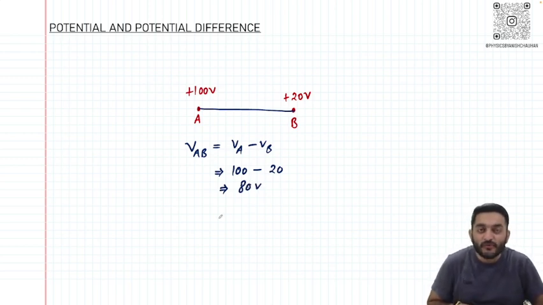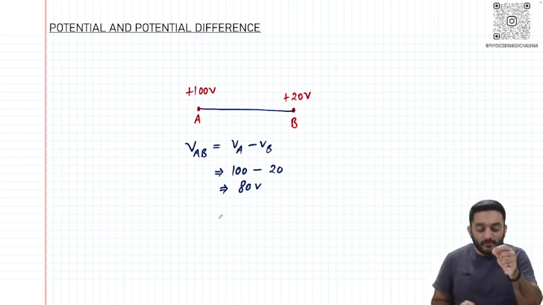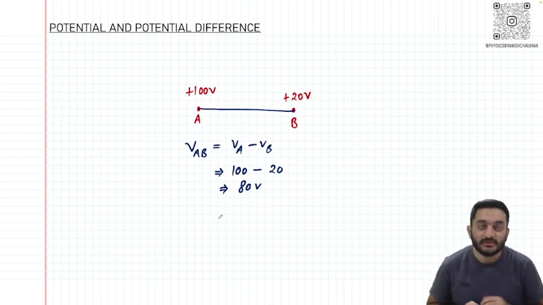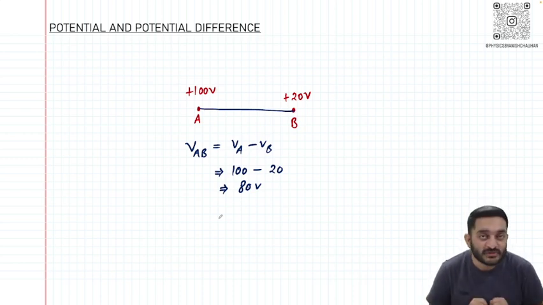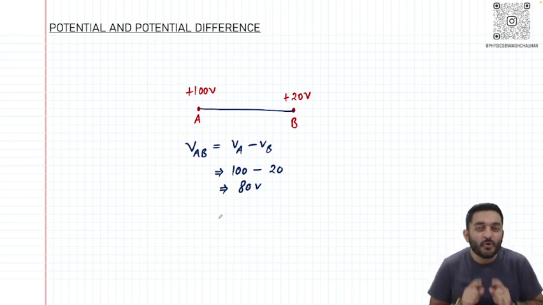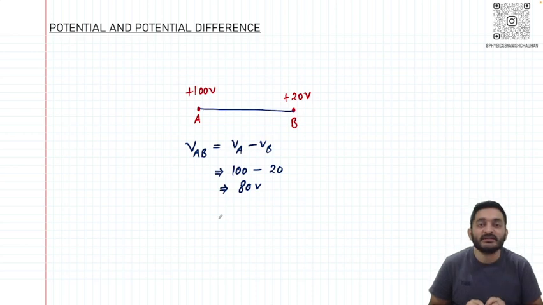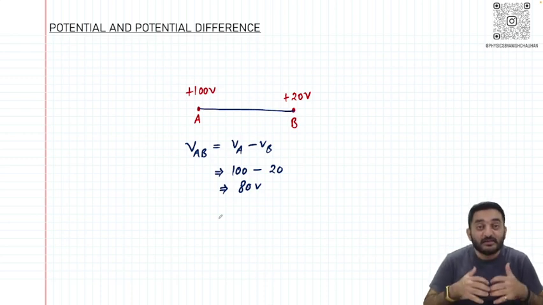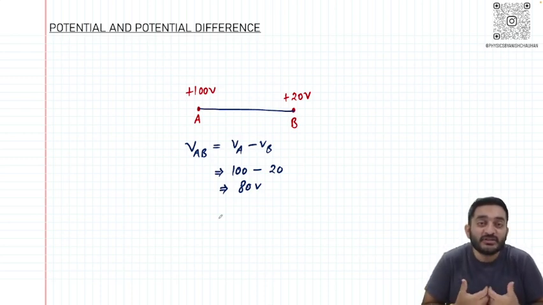So what we understood over here is that whenever we talk about potential, that means only one point is known to us, and the other point is at infinity. But when we talk about potential difference, how many points should be known to us? There should always be 2 points, and we are calculating the potential difference between those 2 points, and that is the term that comes out as potential difference.